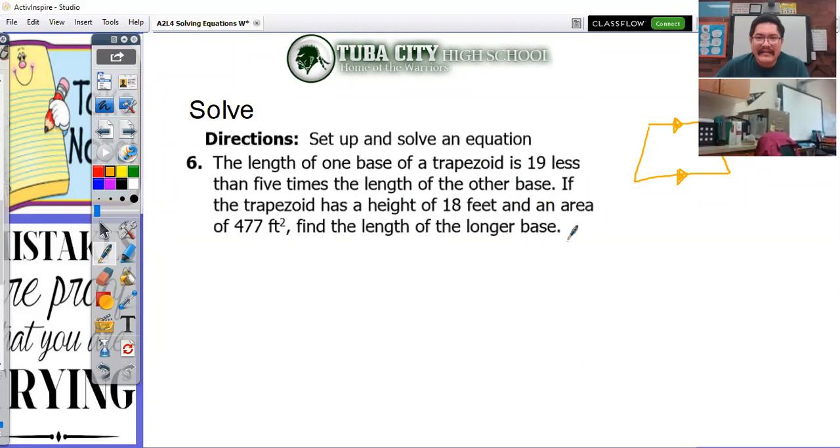Darn, I don't even know. Okay, so which one of these is likeliest to be the short one? If the trapezoid has a height of 18 feet and an area of 477 feet. So let's go ahead and just work on that one.